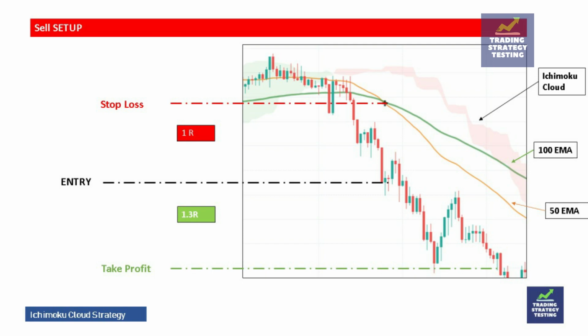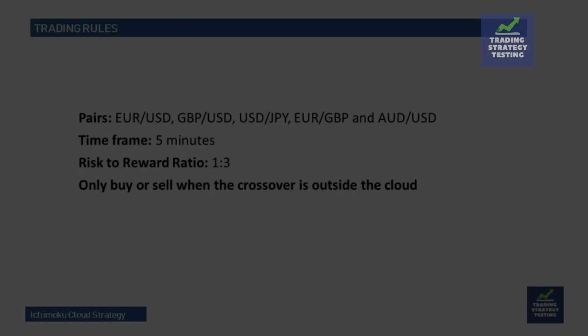On the other hand, we will go short when the 50 EMA crosses below the 100 EMA line, provided that the price is below the Ichimoku cloud, and the entry point will be the bottom of the following candle. Feel free to stop the video for a while to look at the two snapshots. You can also notice that for both cases, the stop-loss level is set exactly at the crossover position.